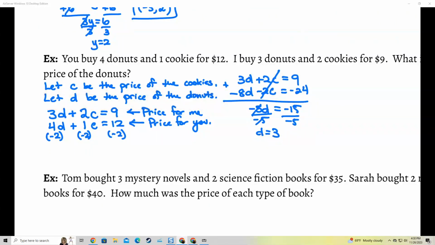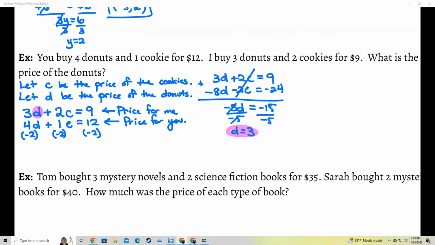Okay. I'm not done because they also wanted to know the price of the cookies. So now that I know the first half of my answer, I'm going to take this and substitute it into either one that I want. I'll plug it into that first one. And so let me replace that. That's going to say 3 times parentheses 3 plus 2C equals 9, because I know that D equals 3. I was able to replace it. 9 plus 2C is equal to 9. Subtract 9 on each side.